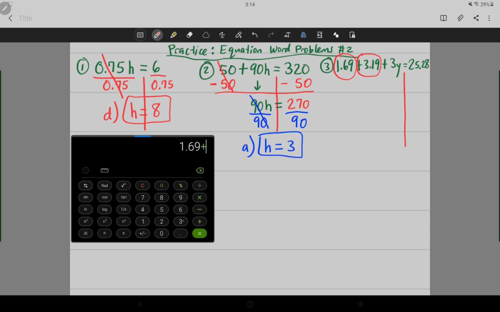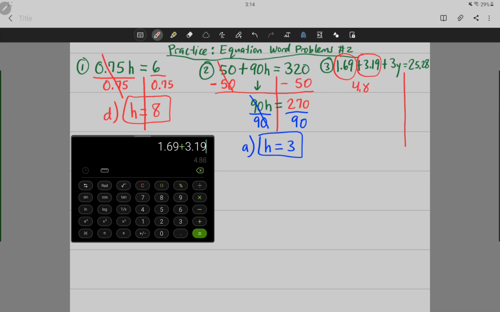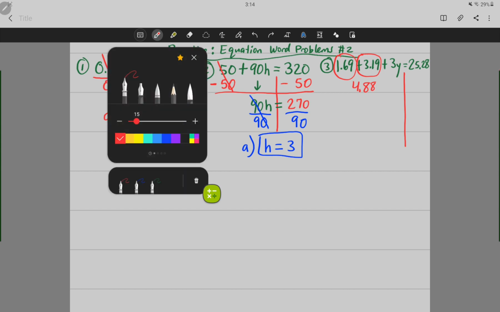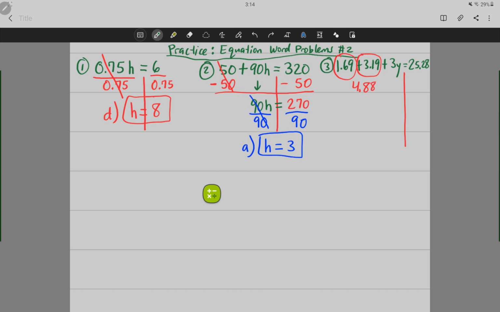1.69 plus 3.19. So I get $4.88. Also remember, constants don't have variables. Yes, but this 25.28 is not a like term because it's on the other side. It's on the right side of our equation, whereas the 1.69 and 3.19 were on the left side. So again, another reminder, and also another reason why we like to put the equal sign, draw a line right there, so we can clearly see which terms are on the left and which terms are on the right.